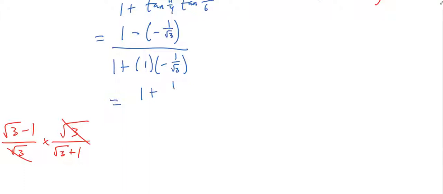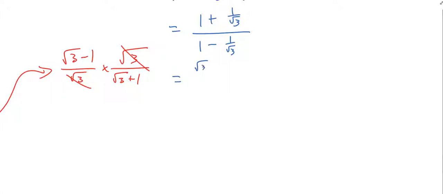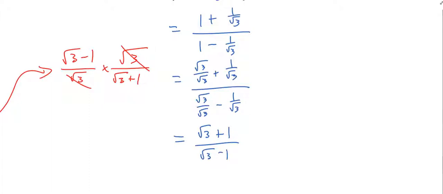So this is 1 plus 1 over root 3, over 1 minus 1 over root 3. And then I would show this step. So this is root 3 over root 3 plus 1 over root 3, over root 3 over root 3 minus 1 over root 3, turning my 1s into common denominators. And then I already see that they're going to cancel. I only really have to show one step here. And I end up with root 3 plus 1 over root 3 minus 1. Any other questions?